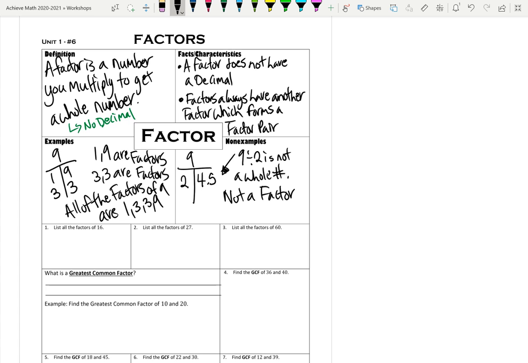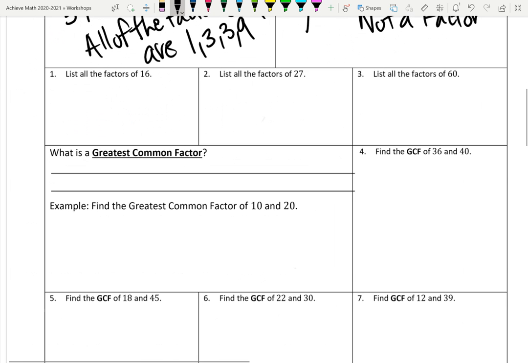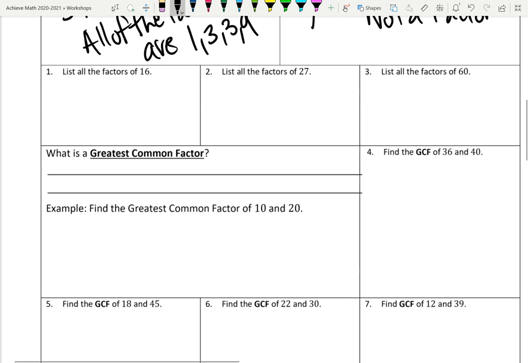Okay, that's it. Let's list out some factors of 16. I'm going to write 16 at the top of the T-chart, and I'm going to start with 1 and 16. This will always be the case: 1 times itself will always be 16. Now I'm going to ask myself, what is 16 divided by 2? Well, that turns out to be 8.